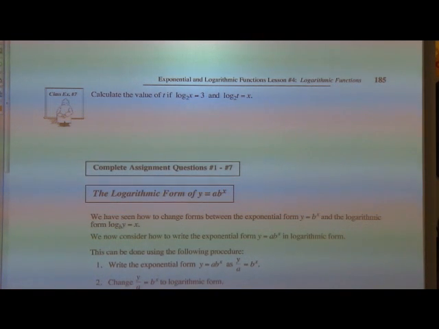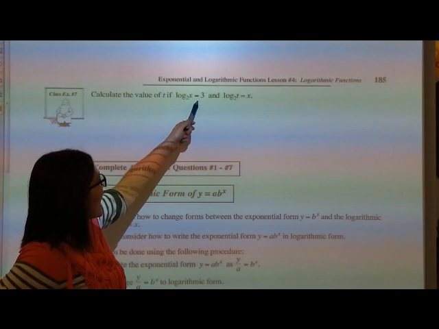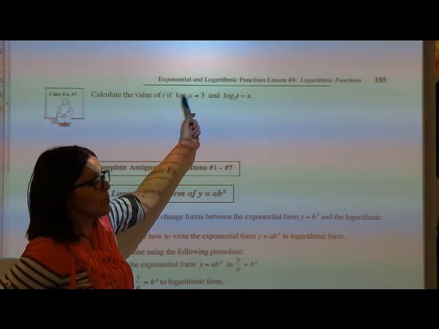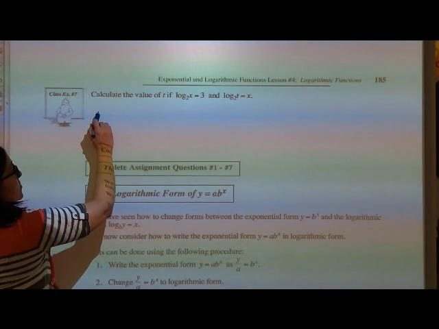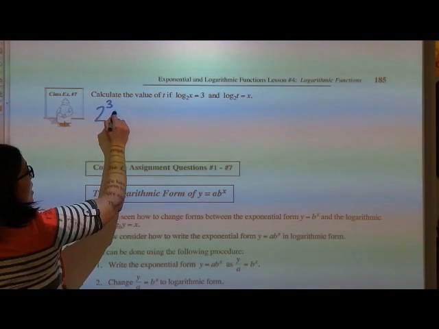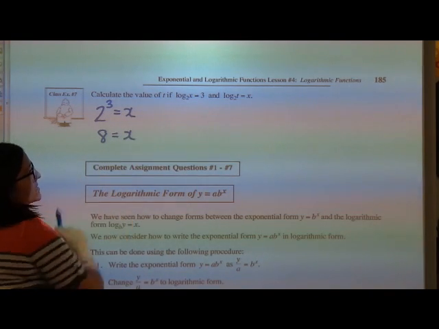So now if I look at class example number 7, it says calculate the value of t if log base 2 of x equals 3 and log base 2 of t equals x. So in this equation, I can't get x separated from the log. So what I need to do is rewrite it as an exponent. So the exponent becomes 2 to the power of 3 equals x, which would end up being 8.